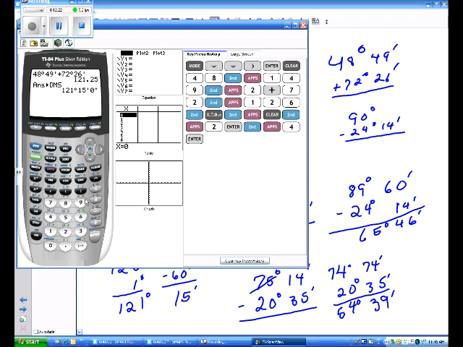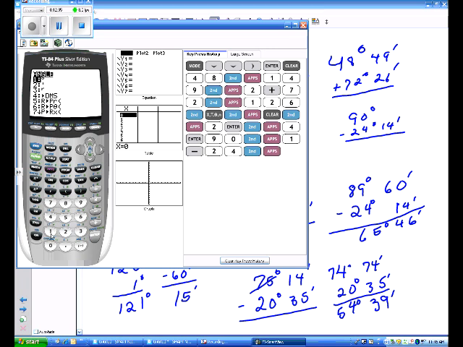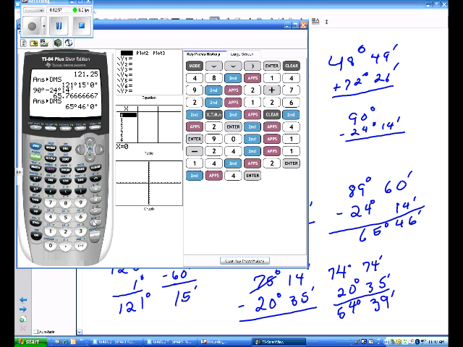Let's take our second problem, 90 degrees minus 24 degrees, 14 minutes. Enter. And again, we got it in decimal degrees. We're going to want this in degrees, minutes, and seconds. So we'll do second, apps, number 4, press enter, and it changes it back to degrees and minutes.